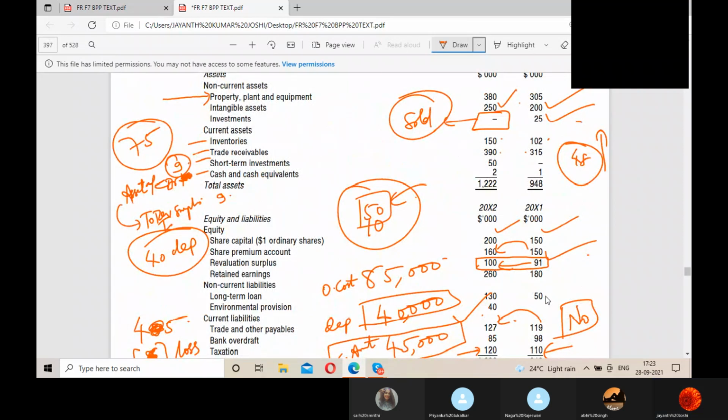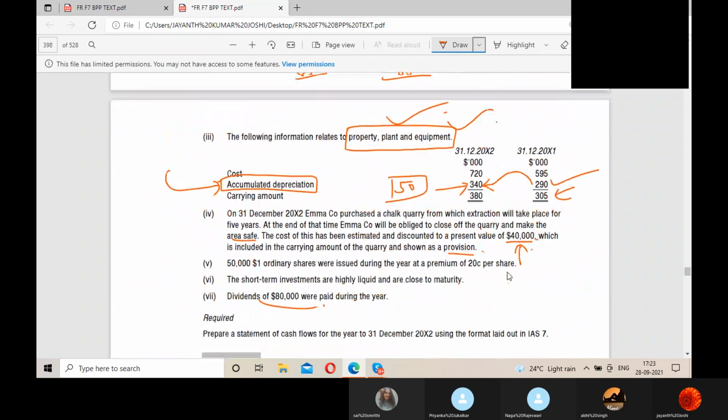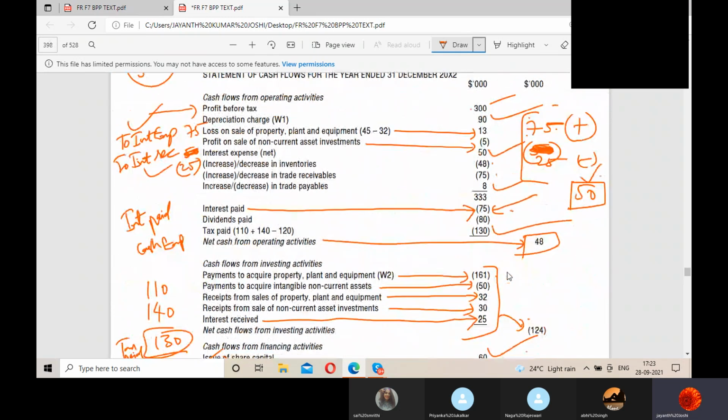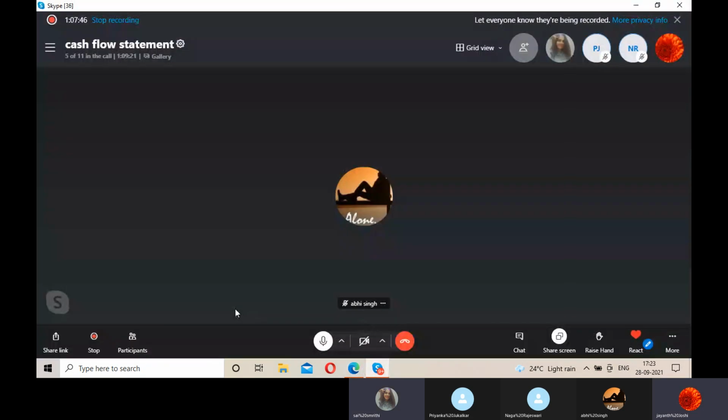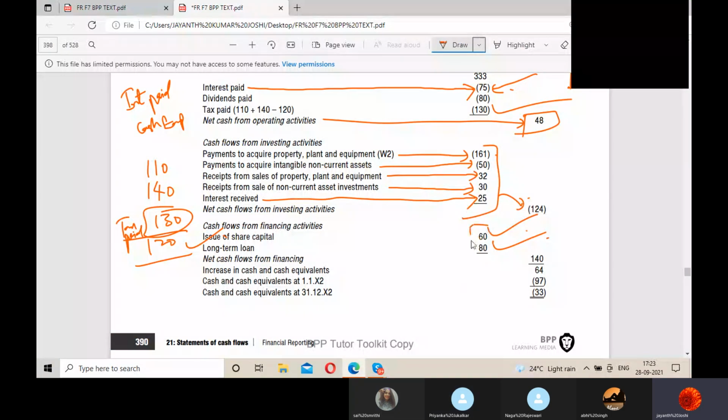There's a long-term loan. It was 50, and now it is 130. So you have taken a loan of 80, and that again you need to add. All of you, are you following? Yes, sir. So then these two you add here, 48, and when you adjust this, you get 64.